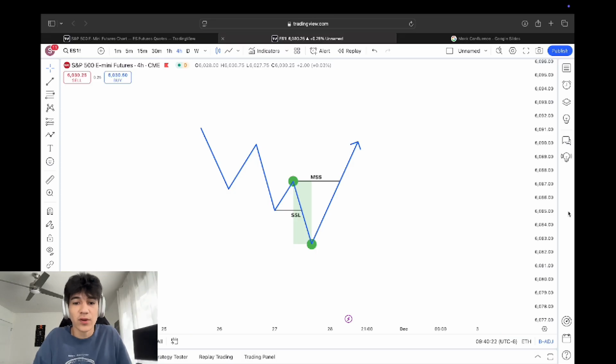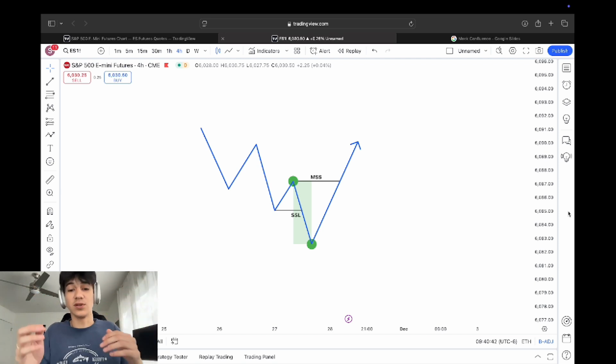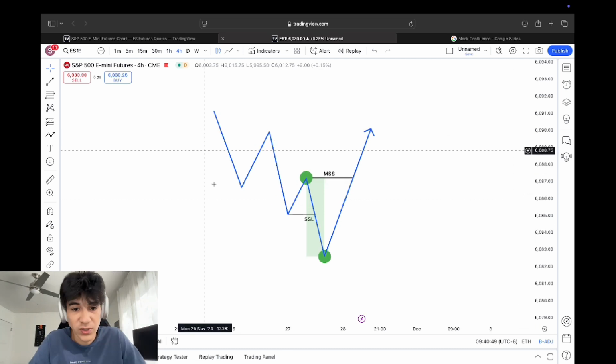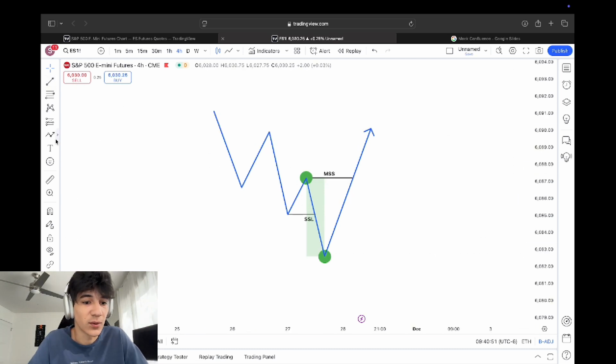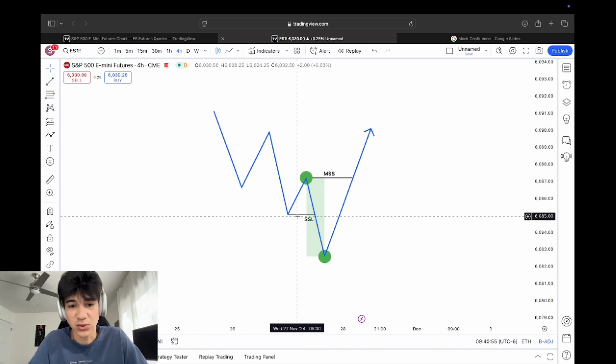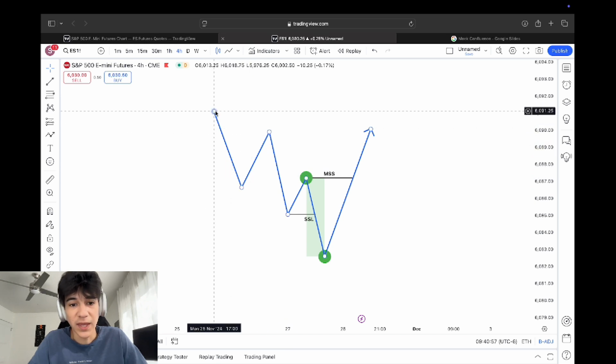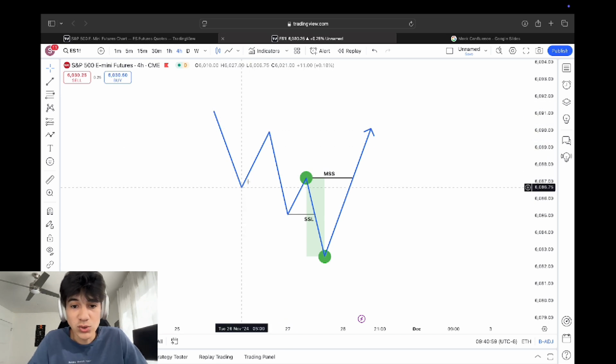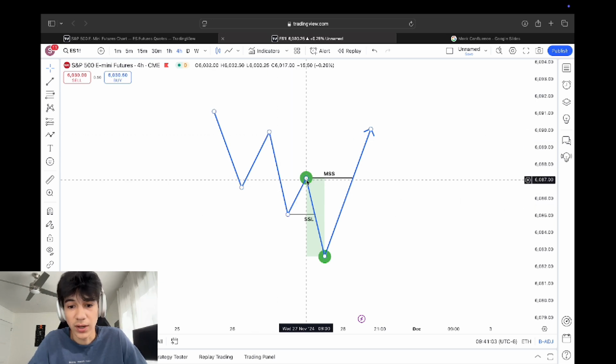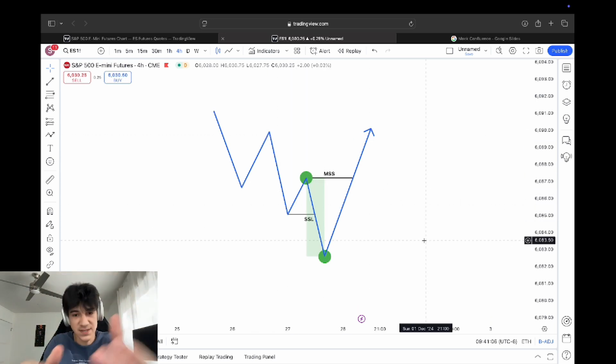All right, now that we're on the line chart here, I'm going to better explain what the components of a market structure shift are and what they look like. Hopefully by explaining it on the line graph, y'all can better understand it when it's time to look at it on the candlestick chart. First off, we have to understand that we are in an obvious downtrend, correct? We are making lower lows and lower highs. Lower high, lower low, lower high, lower low. So we're in an obvious downtrend.